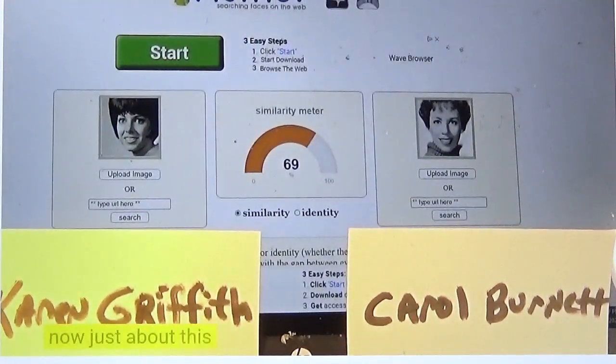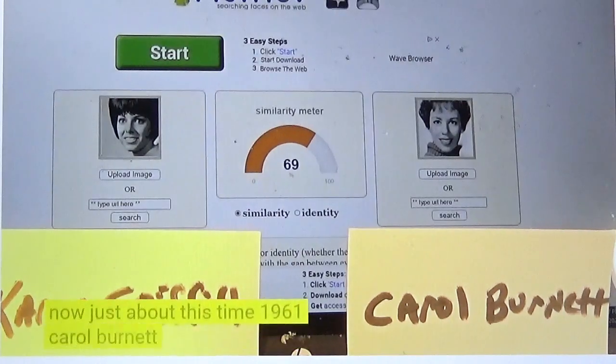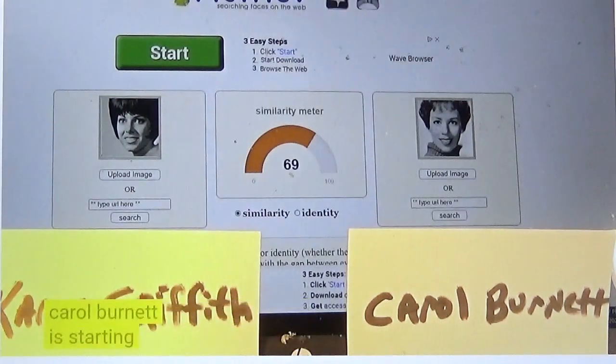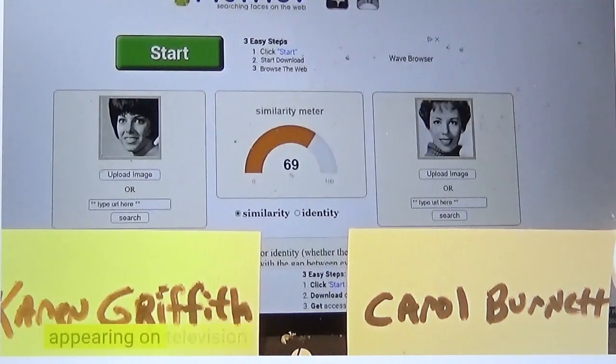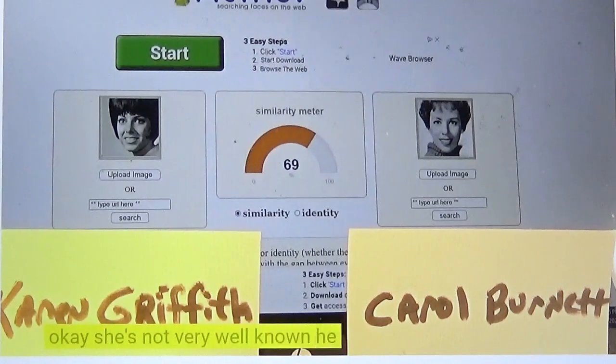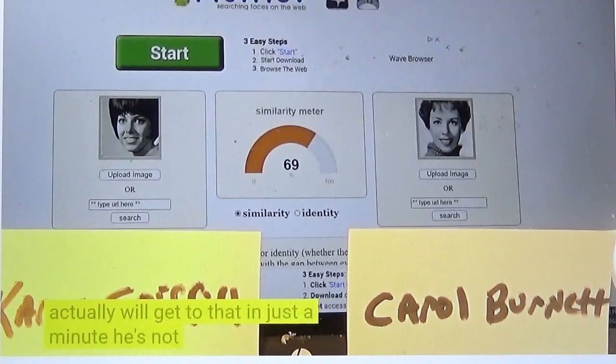Now, just about this time, 1961, Carol Burnett is starting to become a celebrity, appearing in television shows. Okay, she's not very well known. We'll get to that in just a minute. He's not very well known.